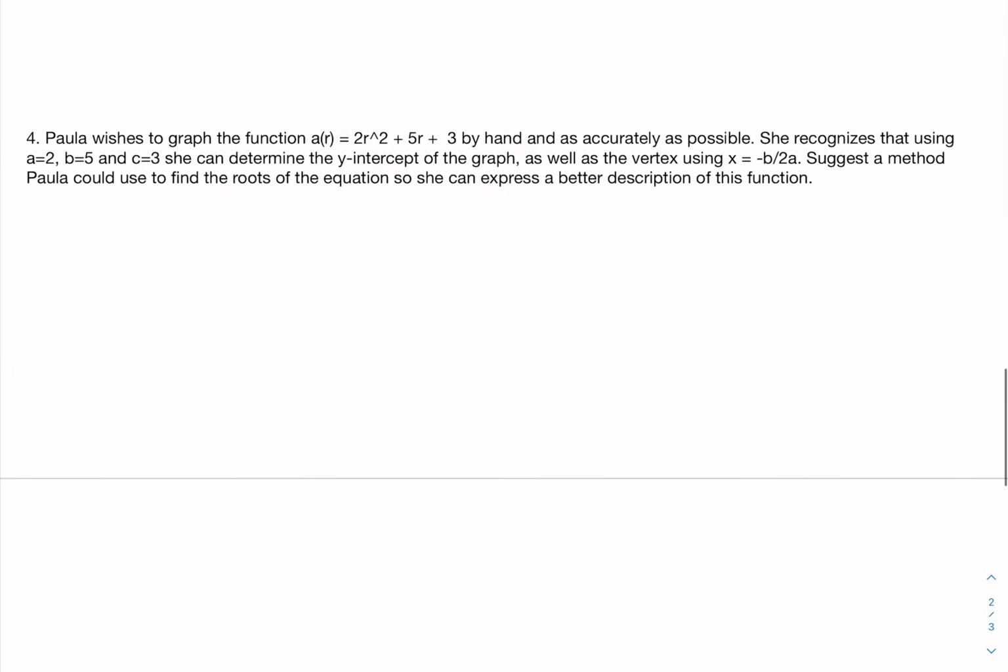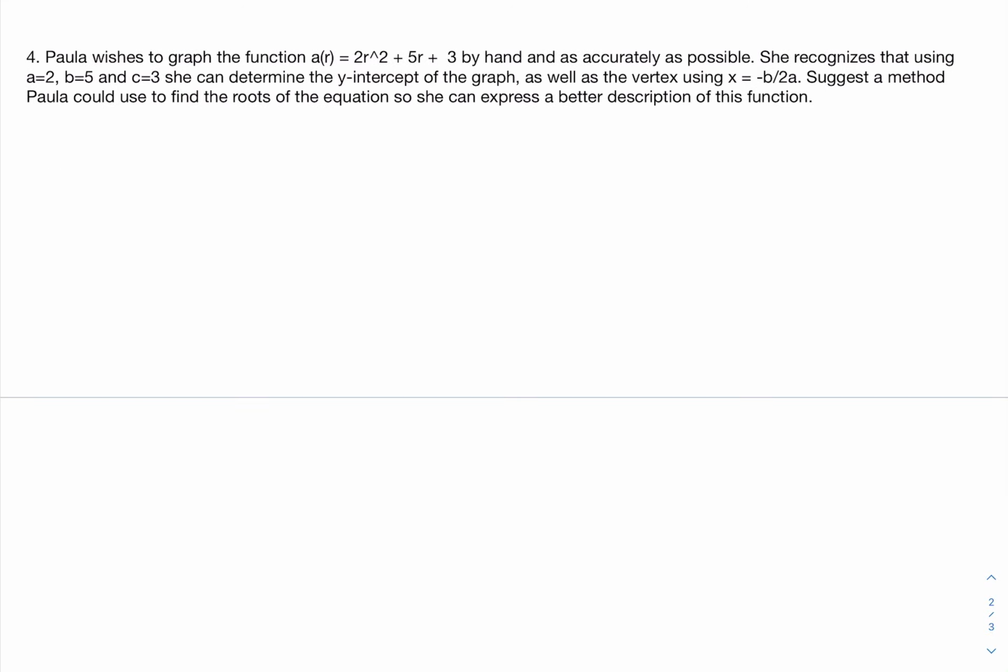Let me just see here. Paula wishes to graph the function A of r equals 2r squared plus 5r plus 3 by hand and as accurately as possible. She recognizes that using a equals 2, b equals 5, and c equals 3, she can determine the y-intercept of the graph as well as the vertex using x equals negative b over 2a. Okay, that's a lot of wordy stuff. Let's just break this down here.